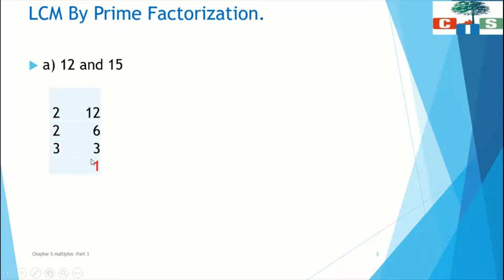Now 3 is a prime number, so a prime number can be divided by itself. So when 3 is divided by 3, you will get quotient 1, which you will write just below 3. Scholars, you have to keep on dividing till the time you get 1. So what are the prime factors of 12? 2 multiply by 2 multiply by 3.